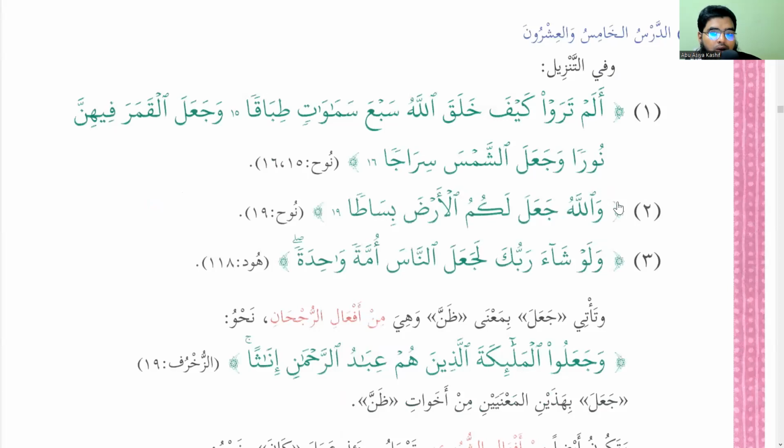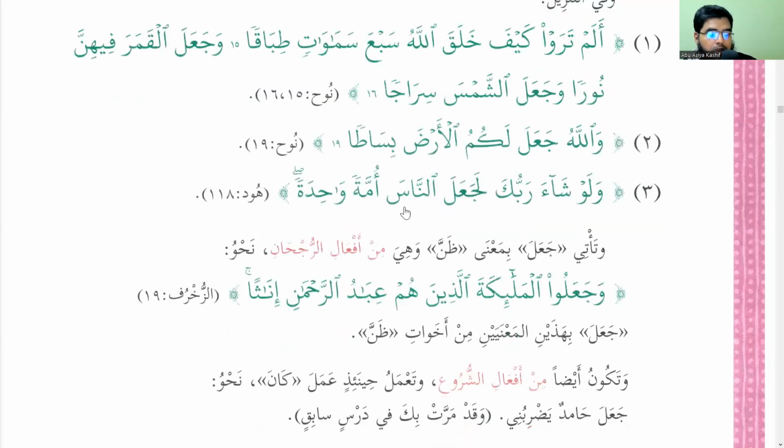This is his point. Wallahu ja'ala lakum al-arda bisata. Surah Nuh. Allah has made for you the earth as bisata, as a carpet, we could say. So this is al-arda and this is bisata. Maf'ul bi awwal, this is the first one and this is the second one. Right? Allahu ja'ala lakum al-arda bisata. وَلَوْ شَاءَ رَبُّكَ لَجَعَلَ النَّاسَ أُمَّةً وَاحِدَةً. And if Allah wanted, He would have made the people as one ummah.